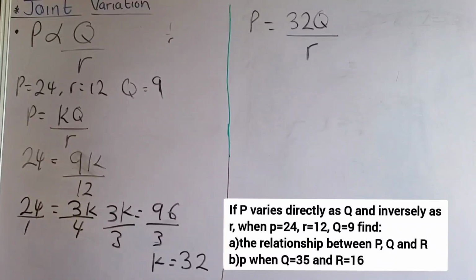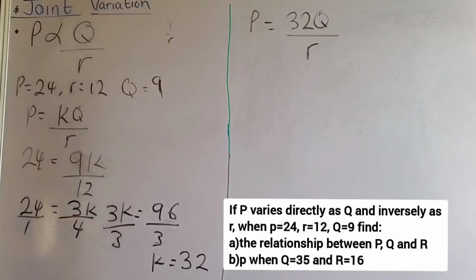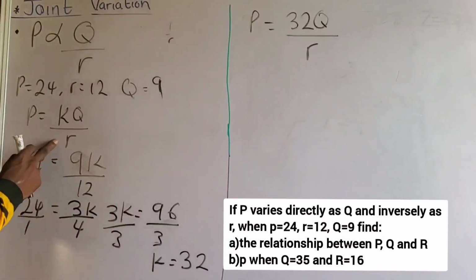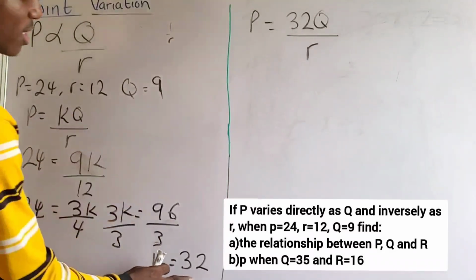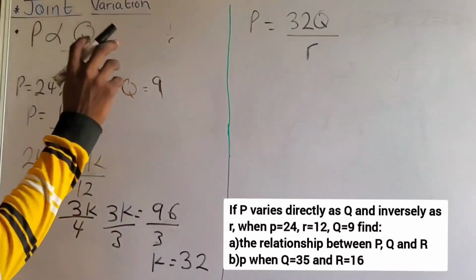Now pay attention again. In solving a question on variation, there is something called a constant. The constant is very important as far as solving the question is concerned. So in an attempt to change this to an equals sign, I introduced a constant as K. You can use any letter, but I use K here. I got the value of K as 32 by substituting the value of P as 24, R as 12, and Q as 9. Having gotten 32, the relationship is this. That means the first question is complete.